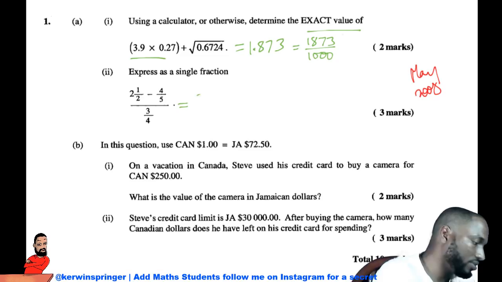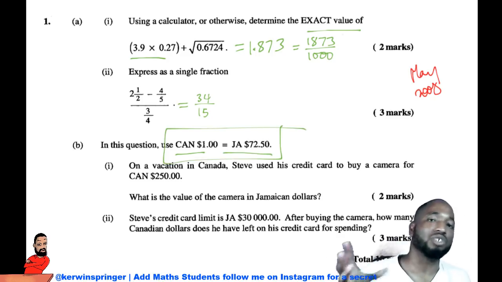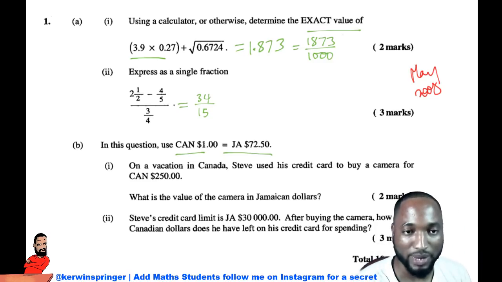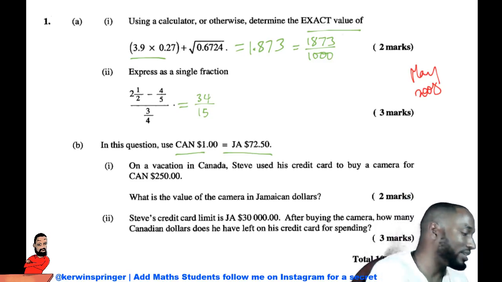Next one. In this question, they give you the exchange rate already. They didn't ask you to do any working to find out the exchange rate. So they just give it straight up. I'm going to press this play button again. Have some fun with that.